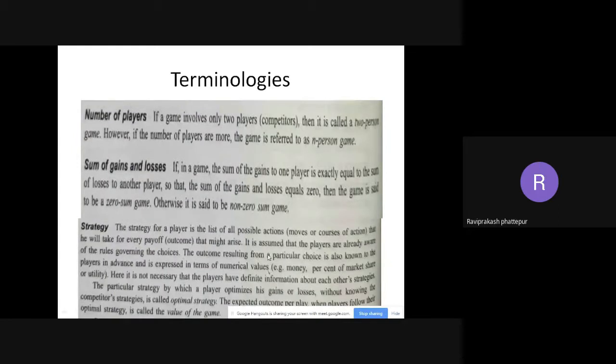The outcome resulting from a particular choice is known to the players in advance and is expressed in terms of numerical values. For example, money, percent of market share, or equity.